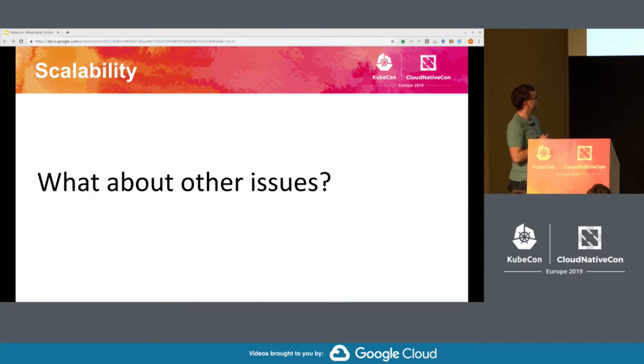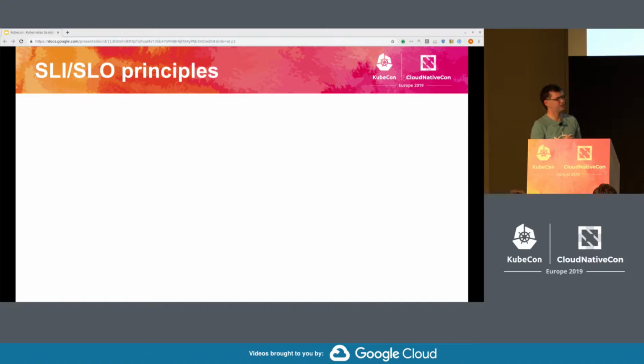But what about other issues? I mentioned also lack of precision. There were a couple other issues too. So how did we proceed with addressing those? So basically what we needed was a framework to define SLIs and SLOs on top of those.